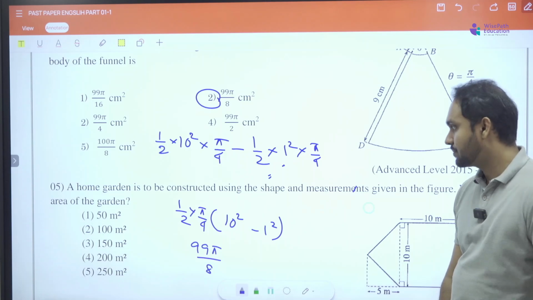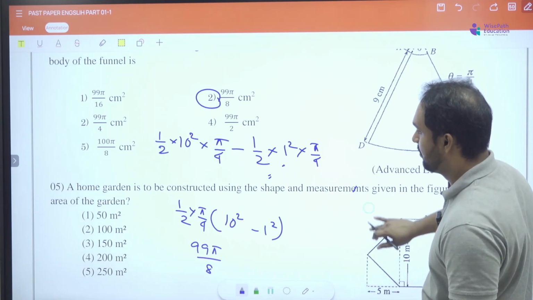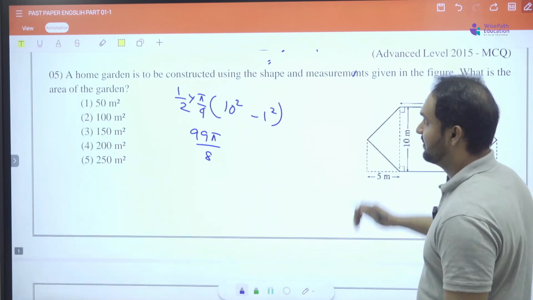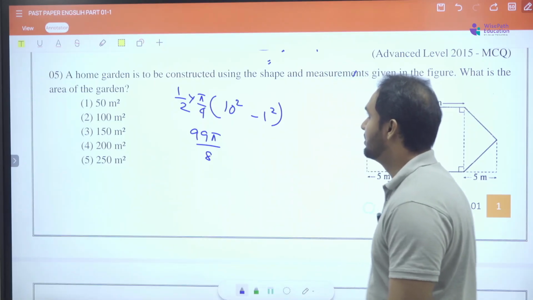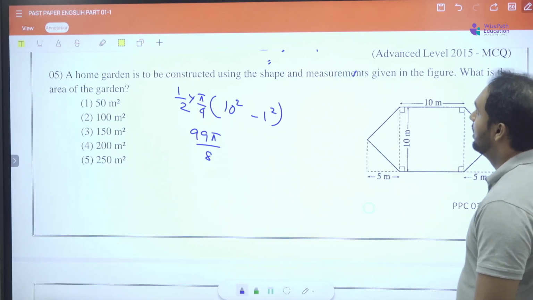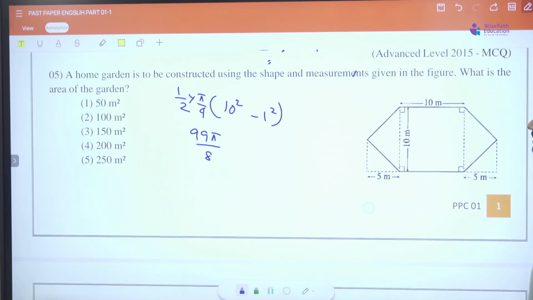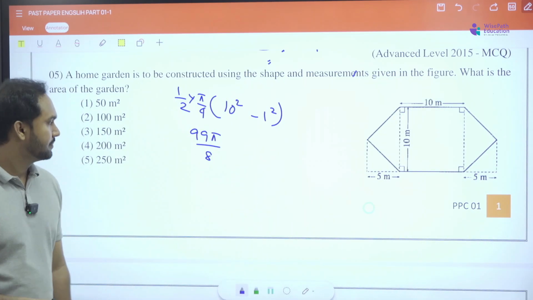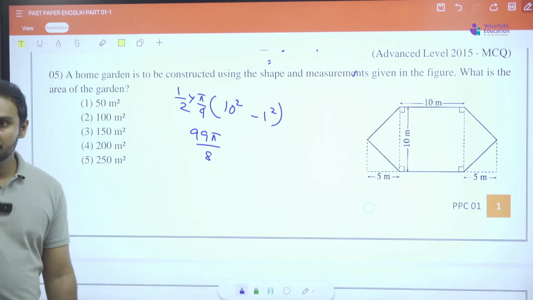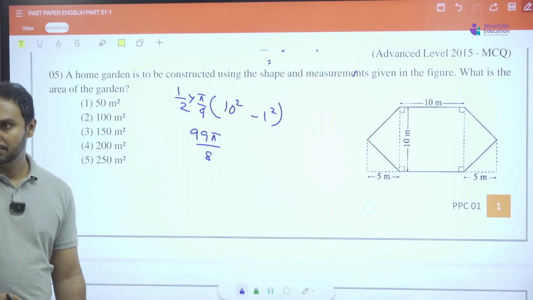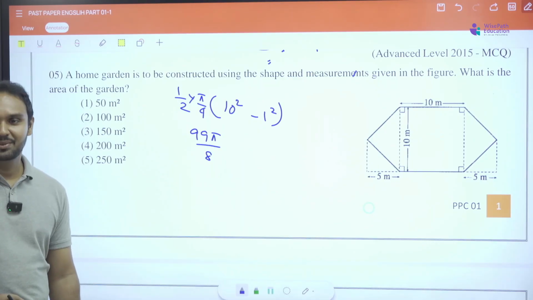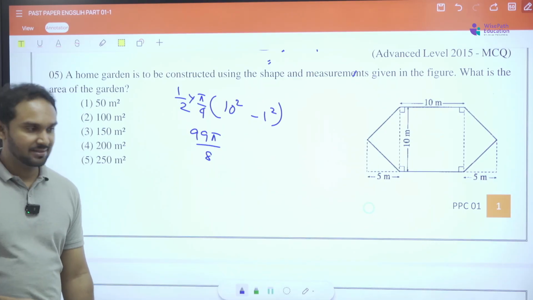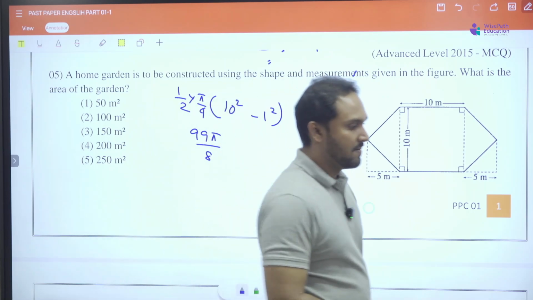Finish? Shall we go to the next question? Right, 5th question. A home garden is to be constructed using the shape and measurements given in the figure. What is the area of the garden? Now this one. That's easy, right? What is the answer? 3. Any answers? Different answers? 3. Do it really fast. Take like 30 seconds, that's enough. Try doing it.